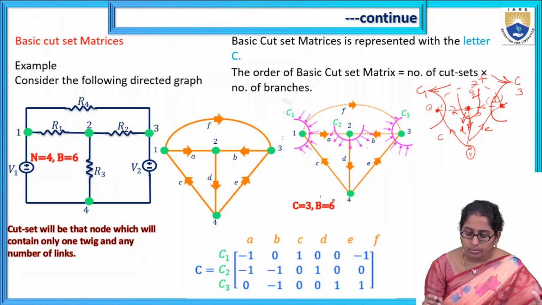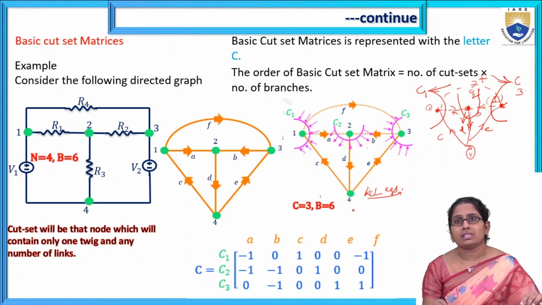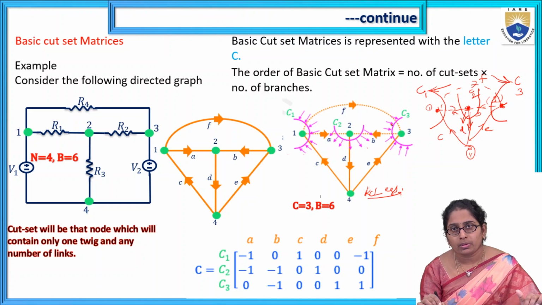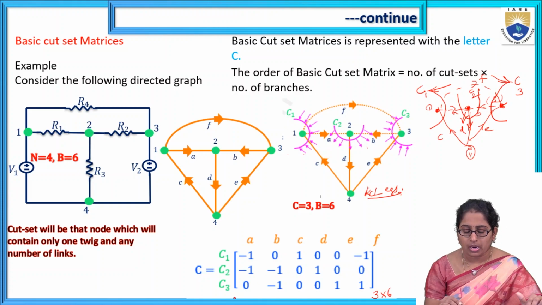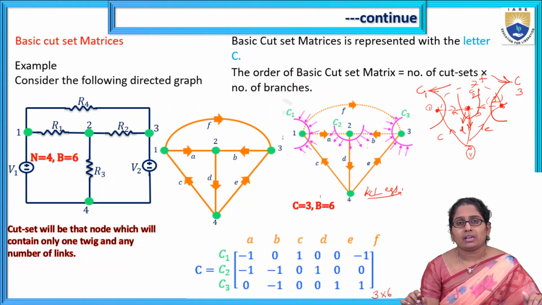By KCL, the equations for cut set 1. Before going into the equations, one more point. The order of the cut set matrix is given by the number of cut sets over the number of branches. We have 3 cut sets, so the order of the cut set matrix is 3 by 6. Look here: cut sets C1, C2, C3, branches A, B, C, D, E, F. The matrix is denoted with the capital letter C.